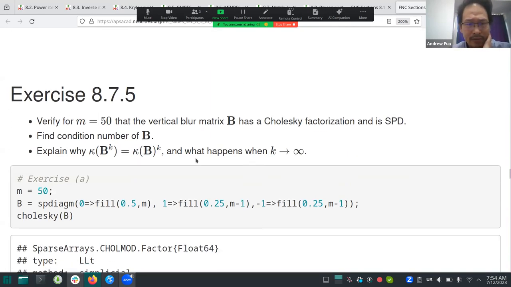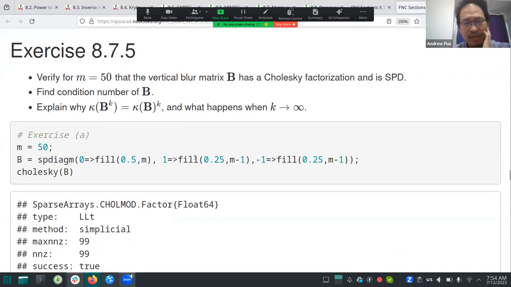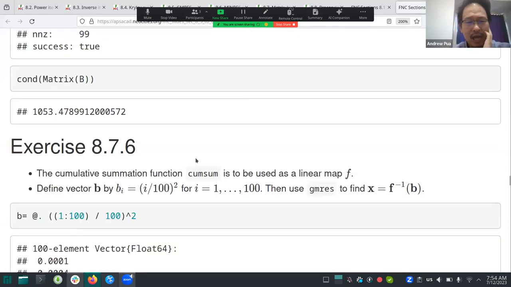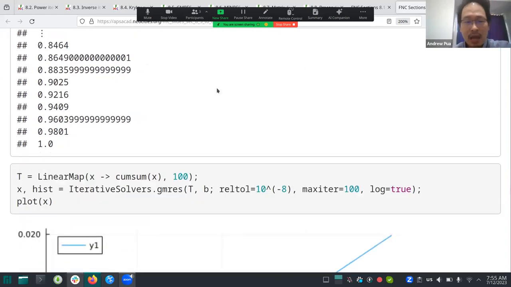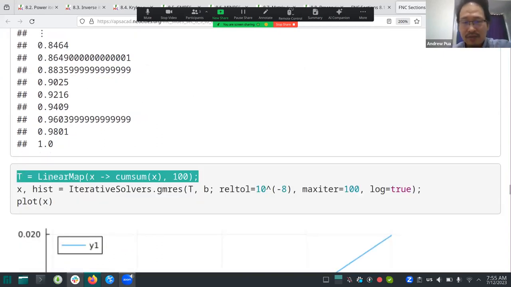The other exercise is about this blur matrix, the condition number of this blur matrix, and what happens when K goes to infinity. Another exercise is, what if you don't know A, but you know the linear map, and the linear map is this cumulative sum function? How do you use GMRES in this situation? You'll have to give the linear map. That's essentially the new thing here. Instead of providing the matrix, you provide the linear map.